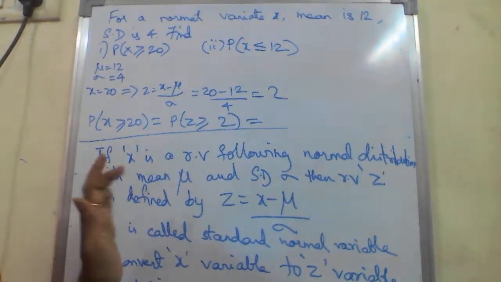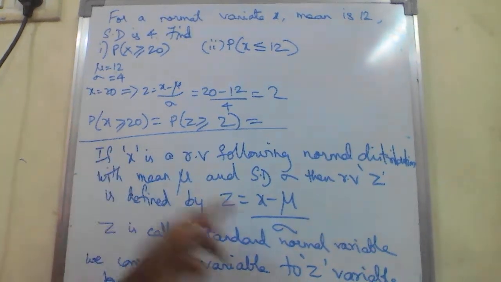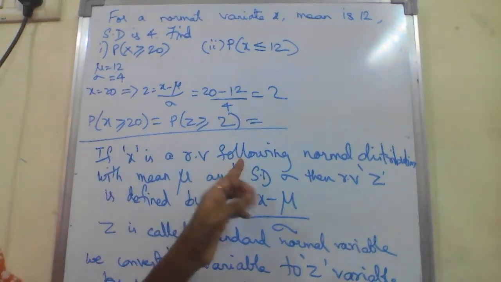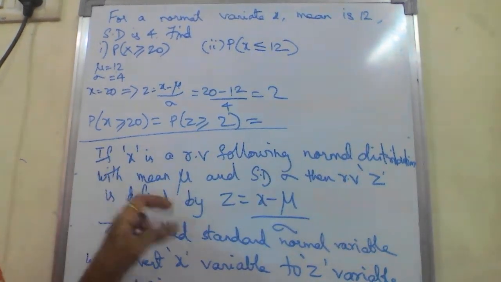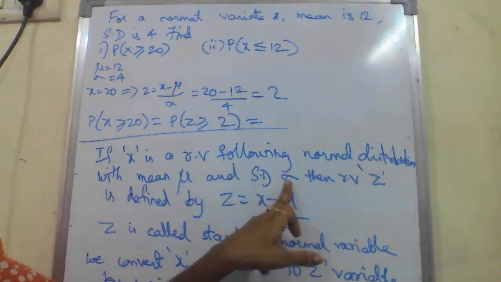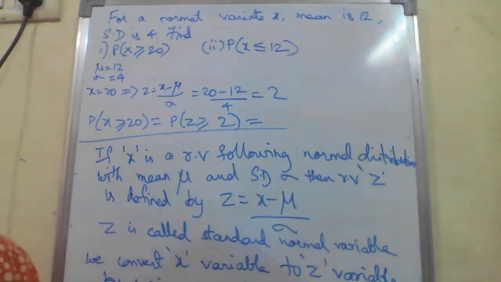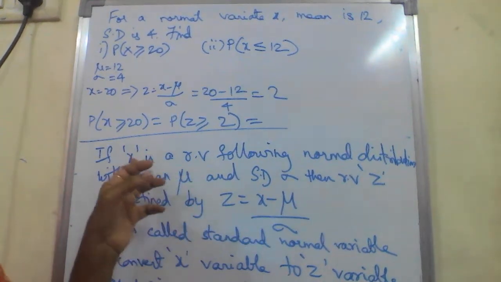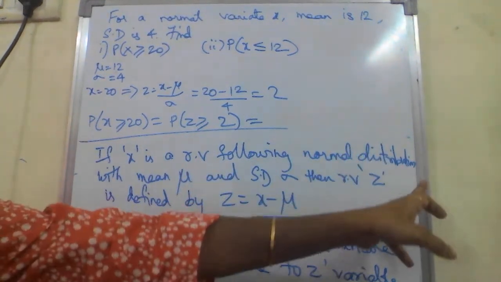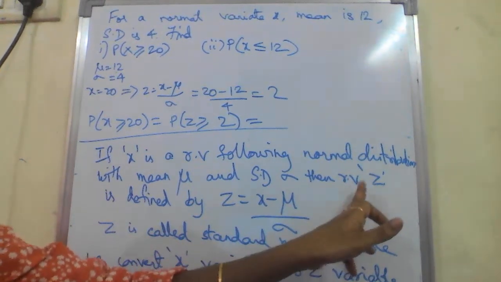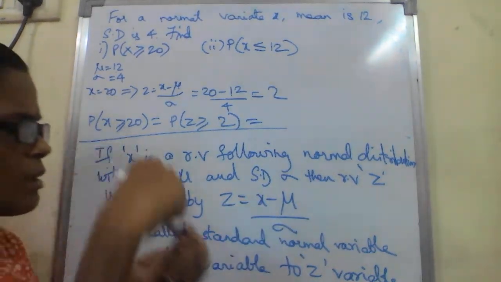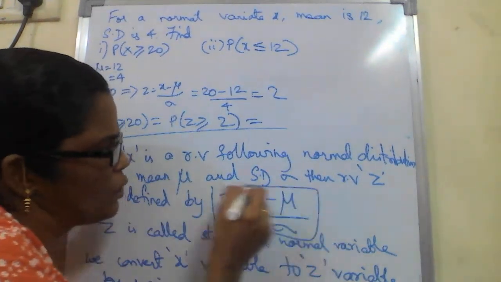For practical purposes, for doing the problem, we use the formula z equal to x minus mu by sigma. Here x is a random variable following normal distribution with mean mu and standard deviation sigma. As I said, for the normal distribution we require only two parameters, mean and standard deviation. So the random variable z is defined by z equal to x minus mu by sigma. This is the formula we will be using in our problems.